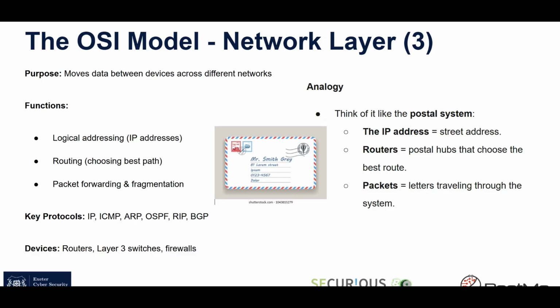An analogy I like, because you can see a postcard here, because I really like the analogy of the postcard: think about it as a postal system. The IP address is the street address. The router is the postal hub, which chooses the best route. You know how they deliver your packages on time? They always know the best route. I don't know how they do it, but they're really good. And the packets are the letters.